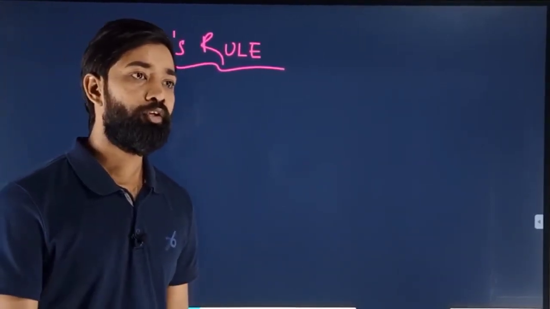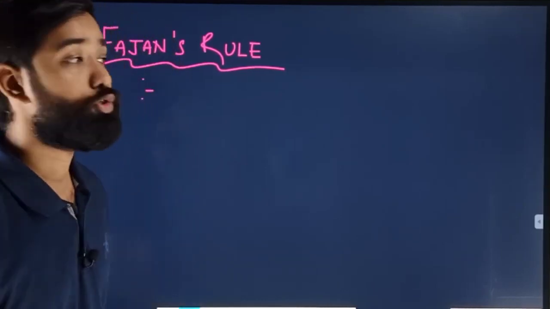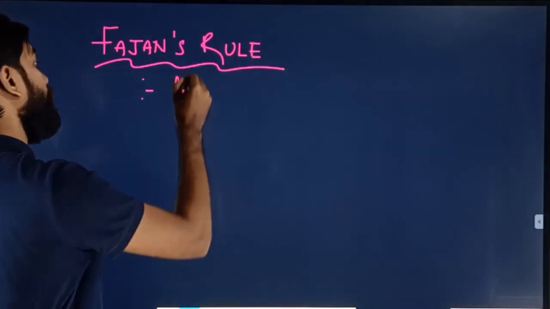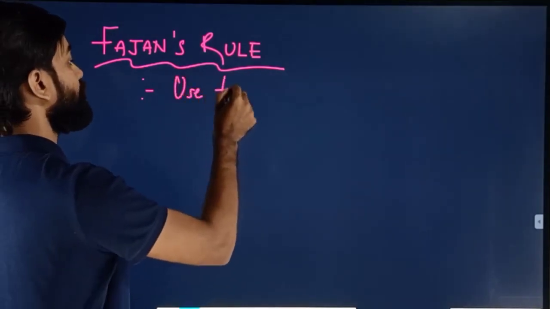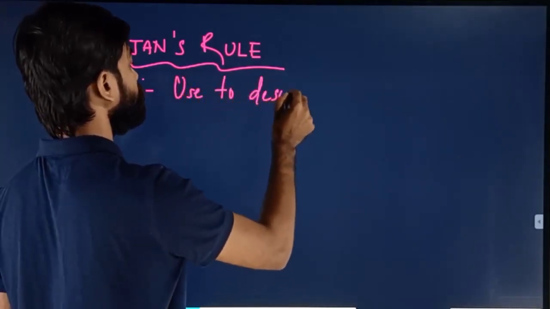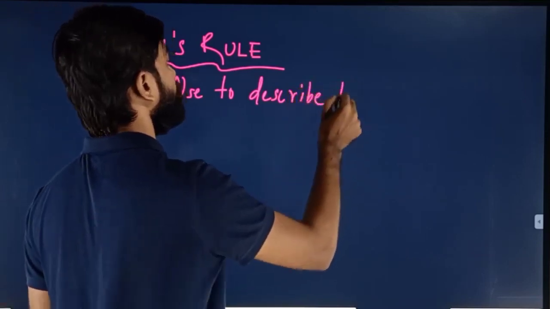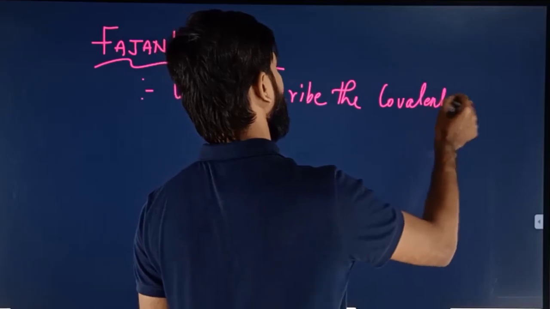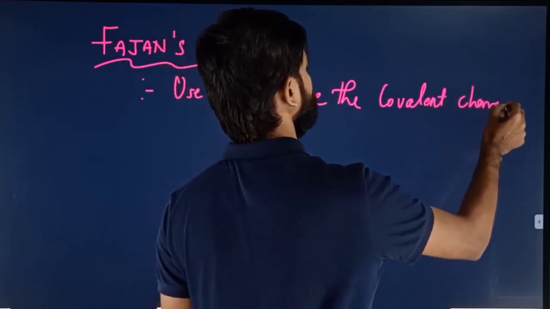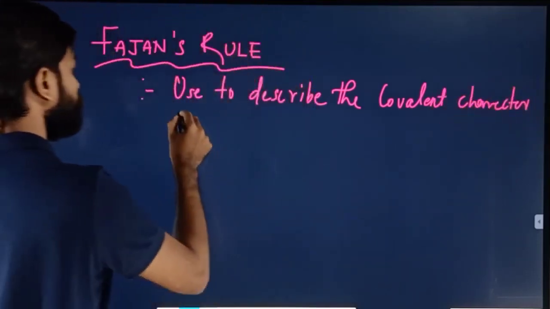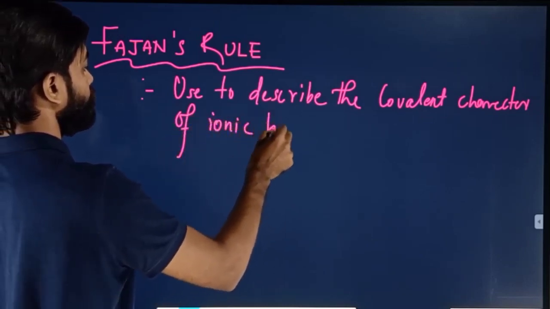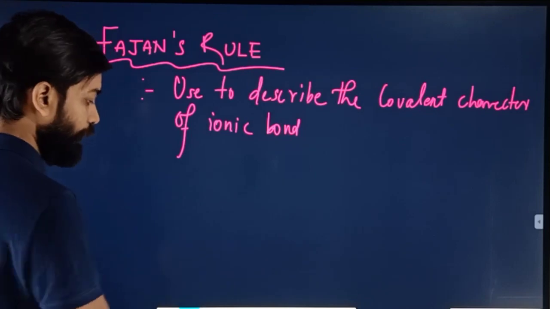Fajans' rule is used to describe the covalent character of an ionic bond. Covalent character of ionic bond.